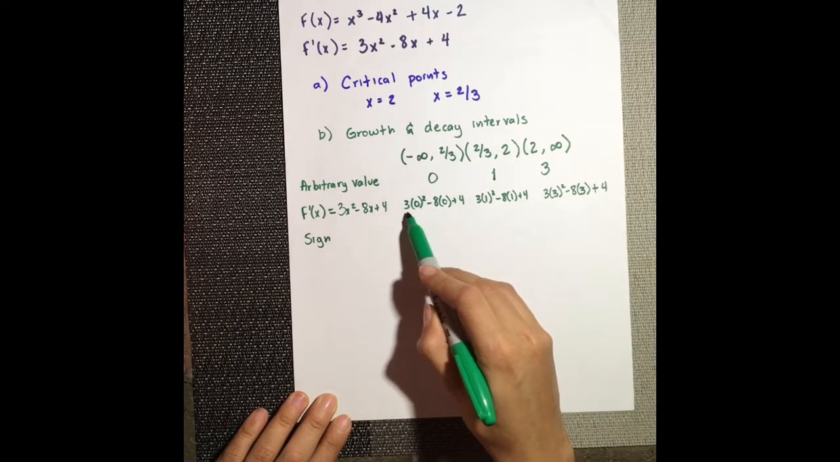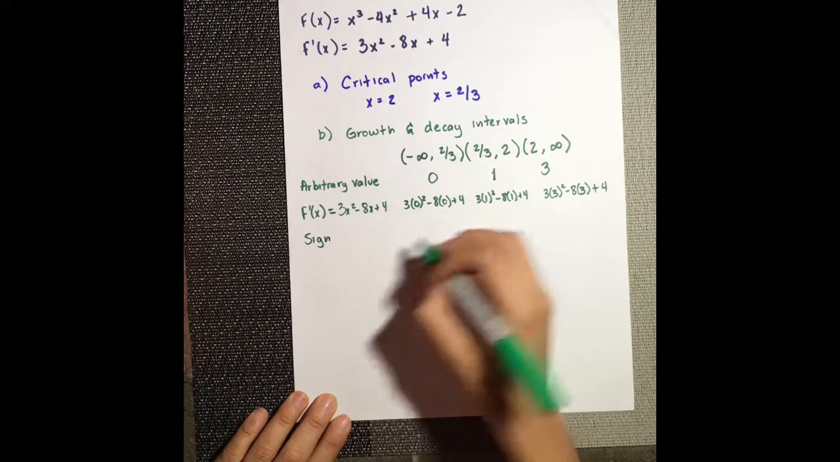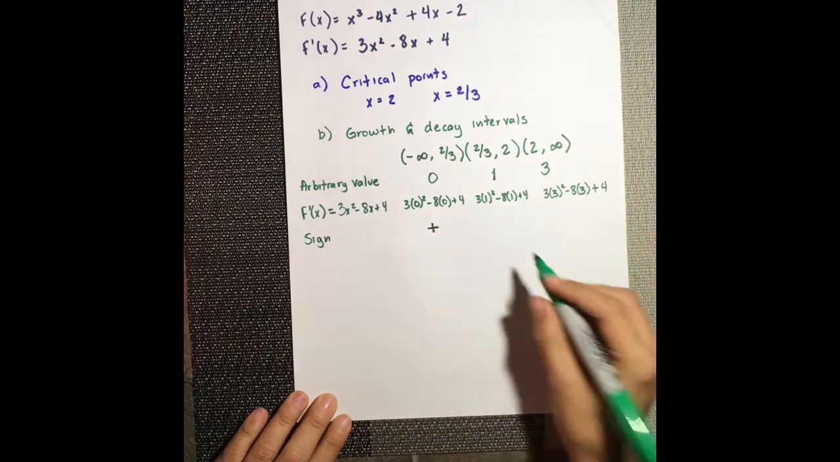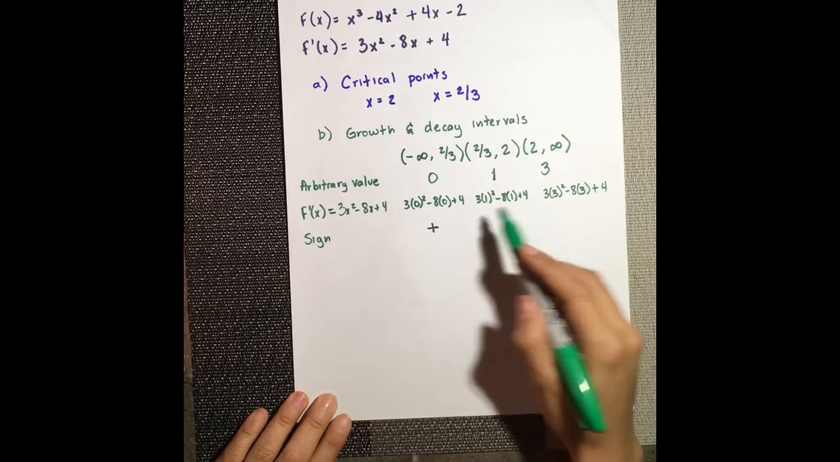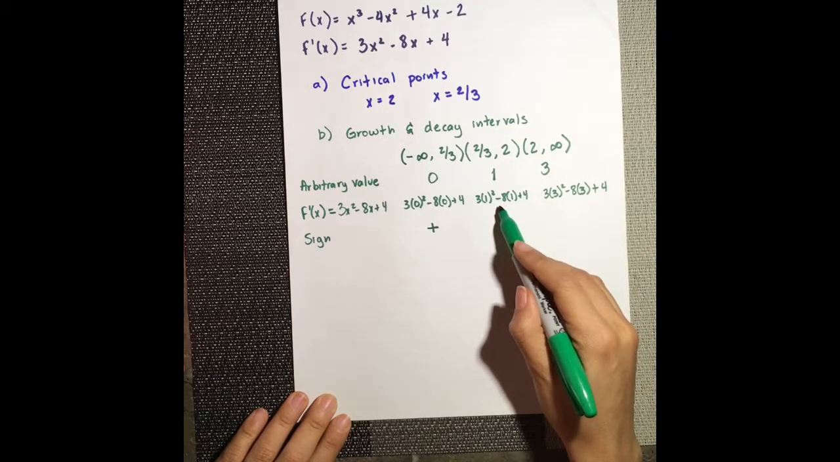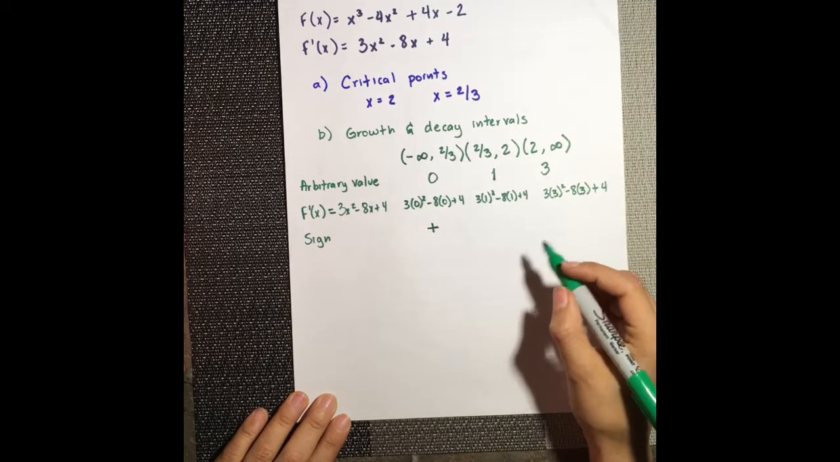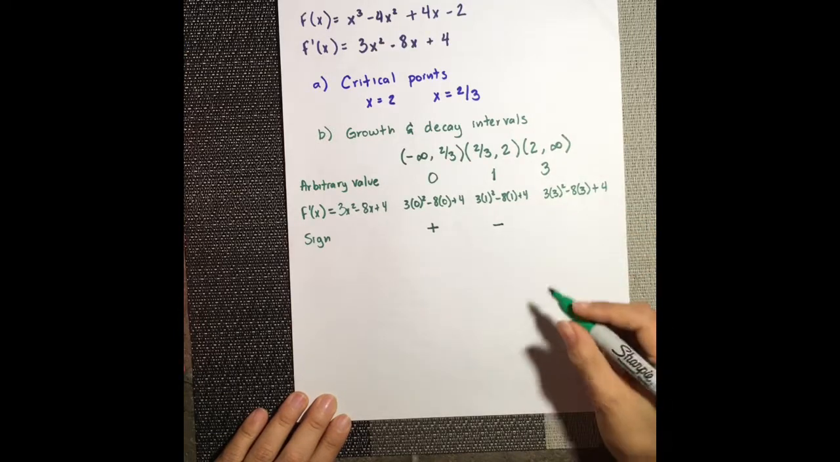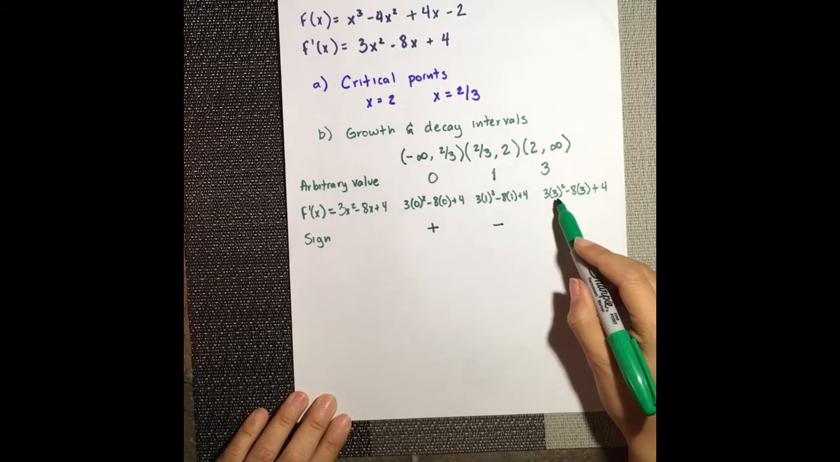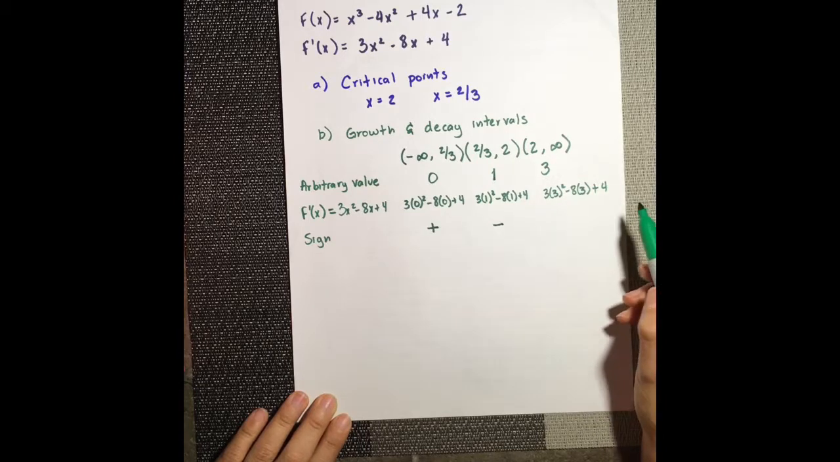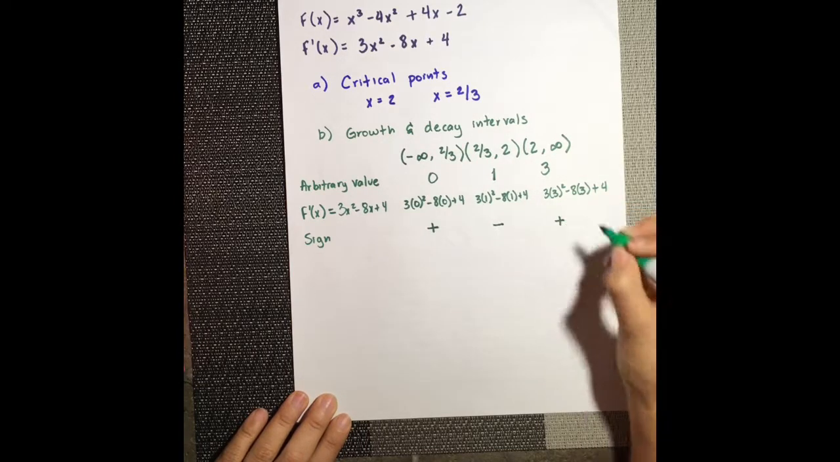So over here, we're going to get 0 minus 0, and at the very end, plus 4. So we get a positive sign. Plus 4 is positive. Over here, 3 minus 8 is minus 5, plus 4 is minus 1, so we get a negative value. And then in the last case, we have 27 minus 24 plus 4. Again, we get a positive sign.